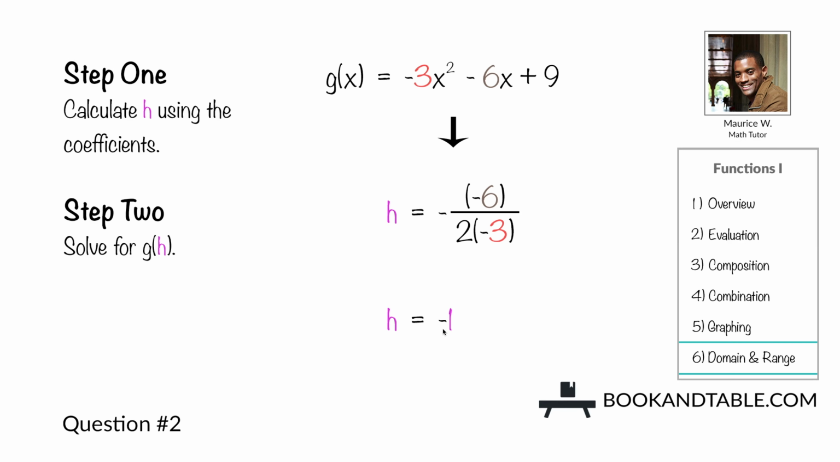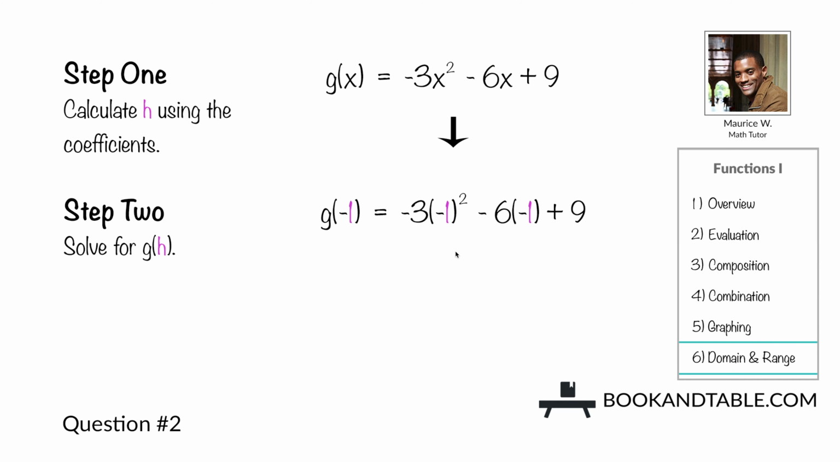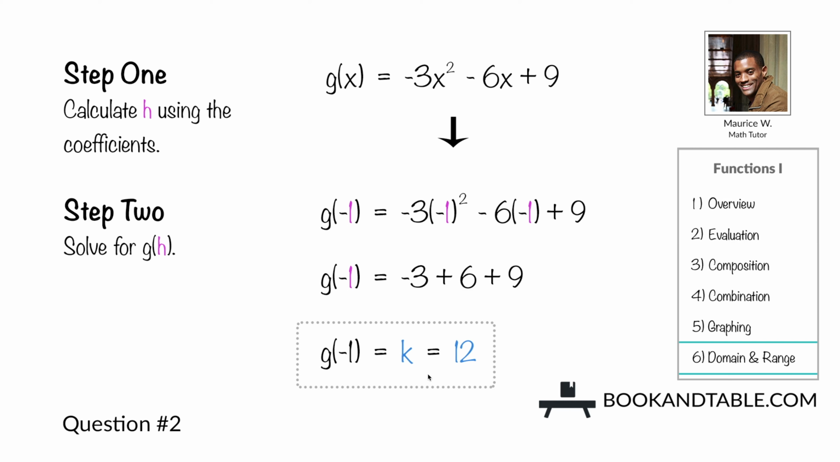So now that we know h is equal to negative 1, we can solve for g of negative 1. So we plug negative 1 in for x, giving us negative 3 times negative 1 squared, which is positive 1, times negative 3, which is negative 3. Negative 6 times negative 1 is positive 6, plus 9. Negative 3 plus 6 is 3. Plus 9 would be 12. So we get k is equal to 12.